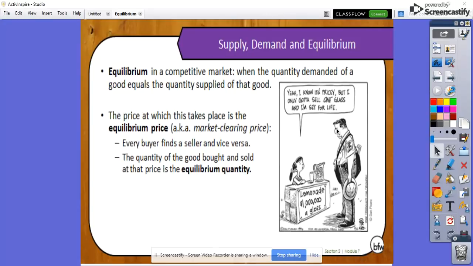Today we're going to cover equilibrium of supply and demand and disequilibriums called surplus and shortage.